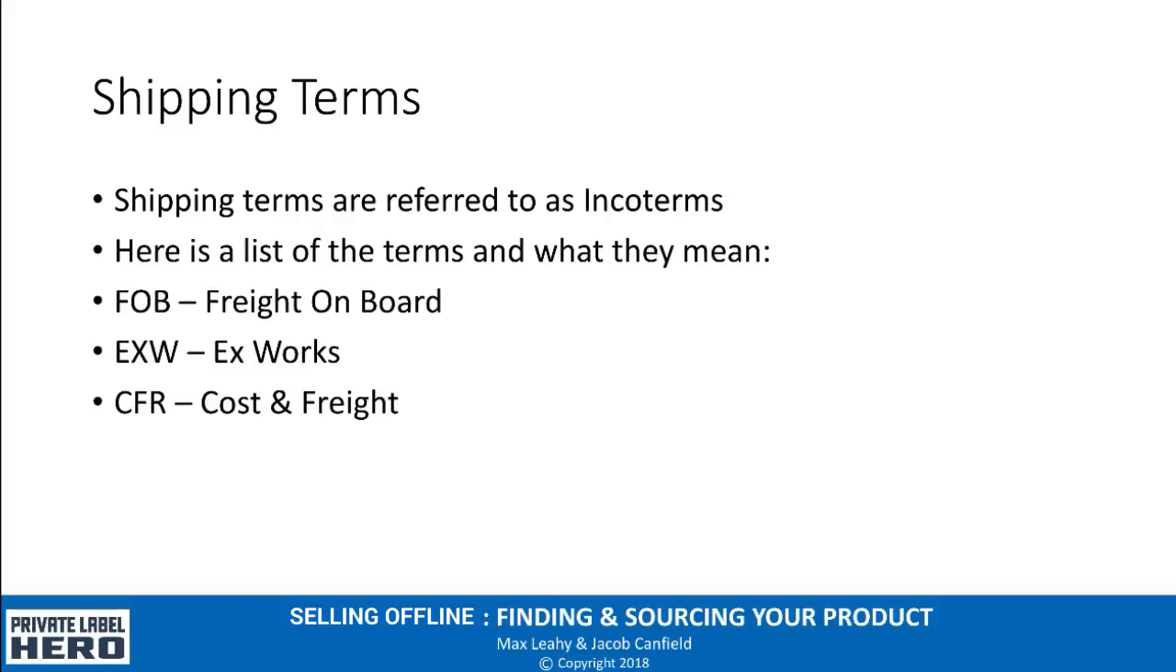The next one is CFR. CFR stands for cost and freight. It's pretty much the same as FOB, but if something happens during the shipment, you're liable for the damages. So that means if something happens in the transit from their factory to the shipping dock, you're still liable for the damage, where in FOB you're not.